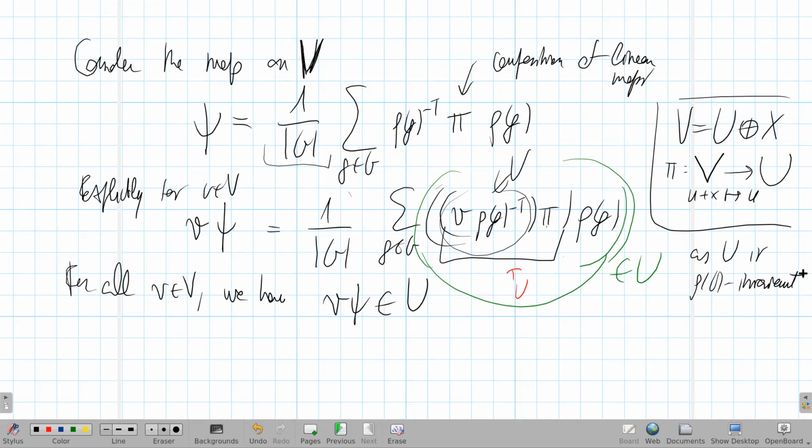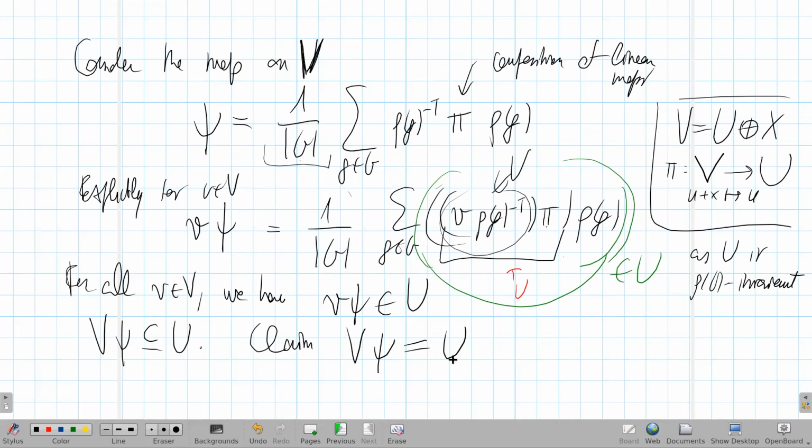Okay, so this is interesting. The image of U of V is in U. So if you want to write it globally, the image is contained in U. But my last claim, well, let's see whether I can do something else. Claim: the image of Psi is exactly U. It's not only contained in U, but is exactly U.